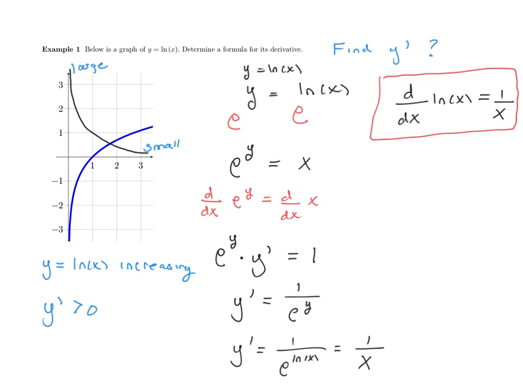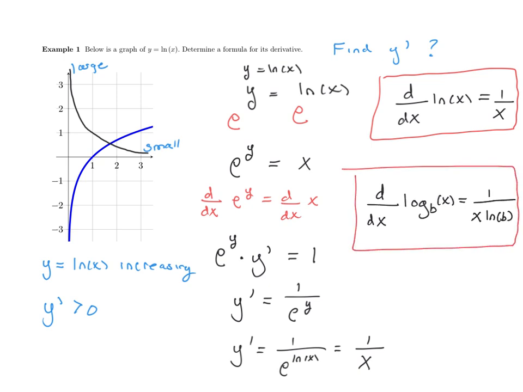Before moving on, I'd like to add also that you can generalize this to the derivative of a logarithm of any base, and the formula is very similar. It's 1 over x, but now we have to multiply by the natural log of the base, which is b. So in general, if you have a natural log, the formula is very simple. It's 1 over x. We proved that. But if you have log of some other base, it still is 1 over x, but you have to divide by the natural log of the base to complete the derivative.